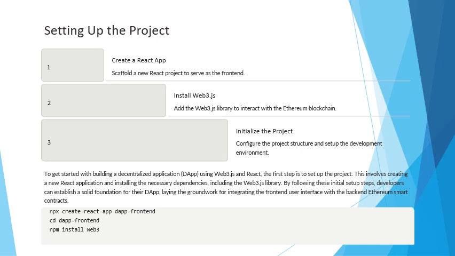Now we'll look at setting up the project. First, we create a React app with the command npx create-react-app dapp-frontend. Here we scaffold a new React project to serve as the front end. Then we install web3.js and add the library to interact with the Ethereum blockchain. Then we initialize the project to configure the project structure and set up the development environment.